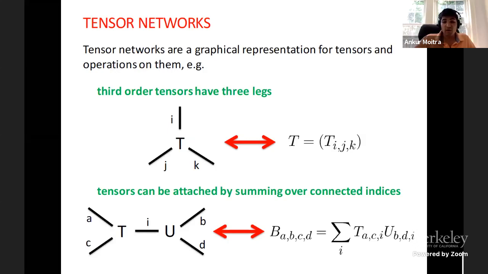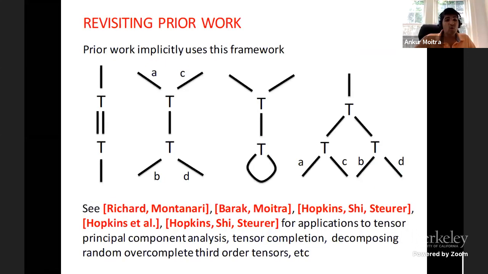And in fact, what you're supposed to be doing is associating I and I in these tensors T and U, and then summing over it to get a 4th-order tensor that's indexed by A, B, C, and D. But now the cool thing is that you can actually build a lot of beautiful algorithms from simple tensor networks.